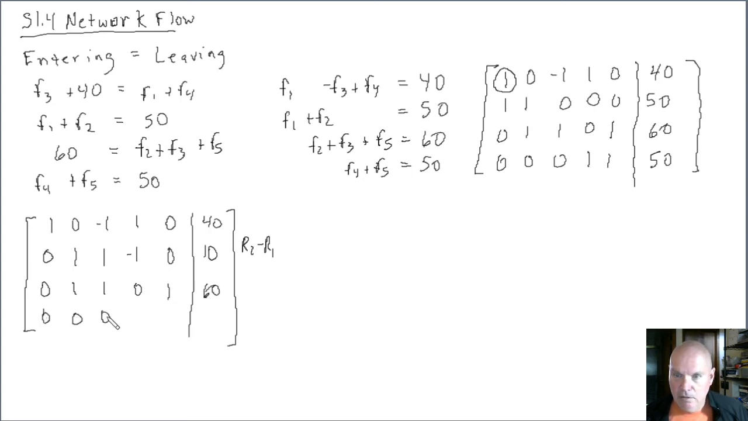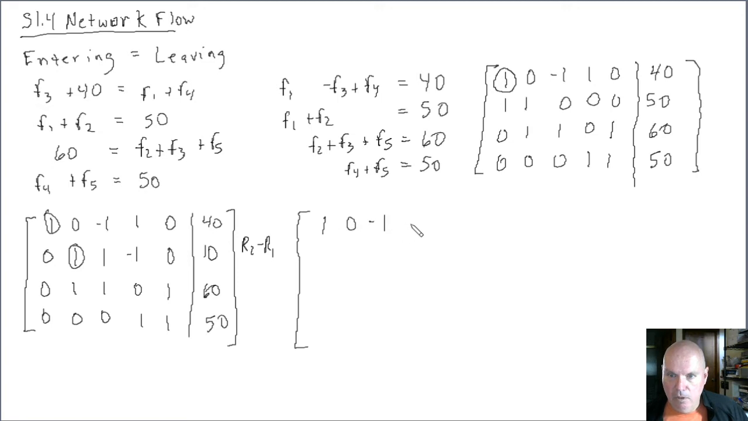0, 0, 1, 1, 50. Okay. So here's my next leading one. I want to eliminate any ones below that. So 1, 0, minus 1, 1, 0, 40, and then 0, 1, 1, minus 1, 0, 10.